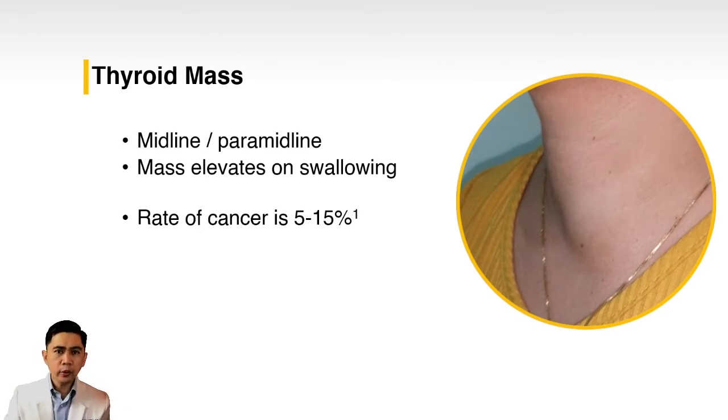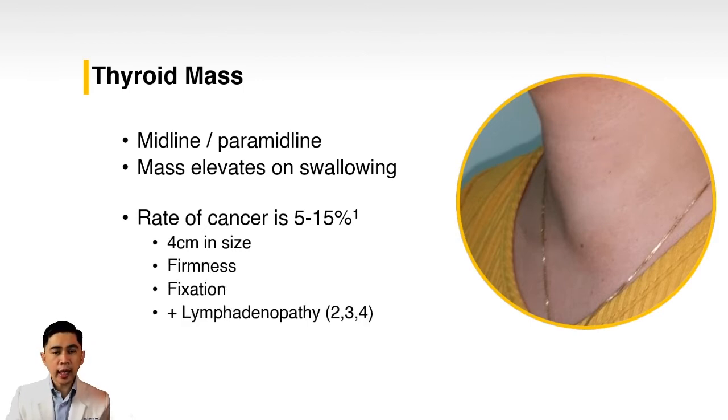And the following will tell you that it can be worrisome. First, if its size is around 4 centimeters or larger, it has firmness, it has fixation to adjacent tissue, and it has associated lymphadenopathy, usually in the levels of 2, 3, and 4.